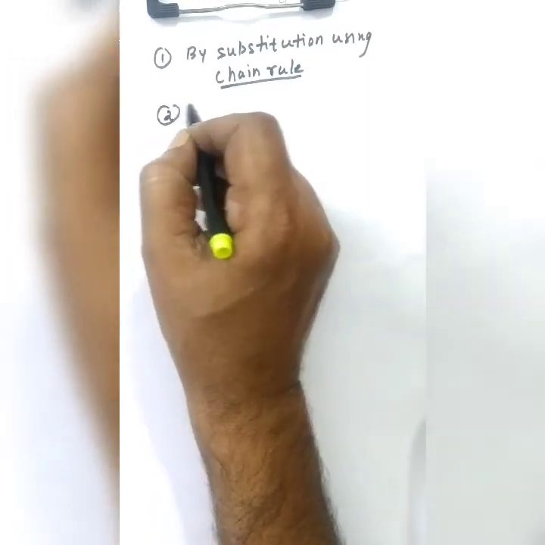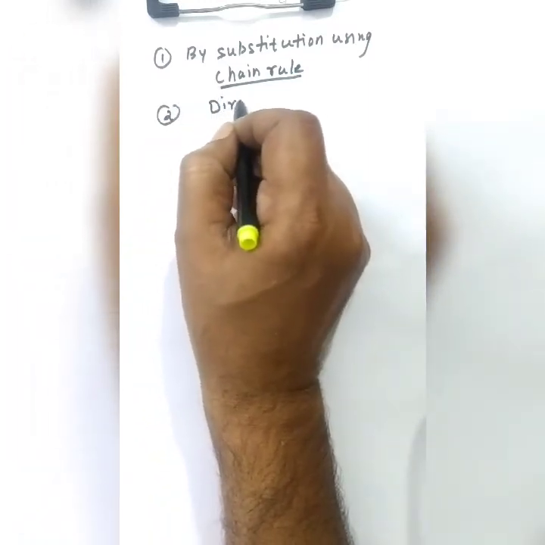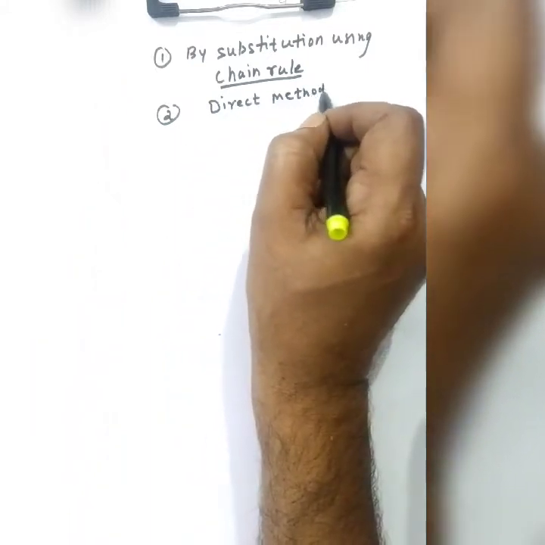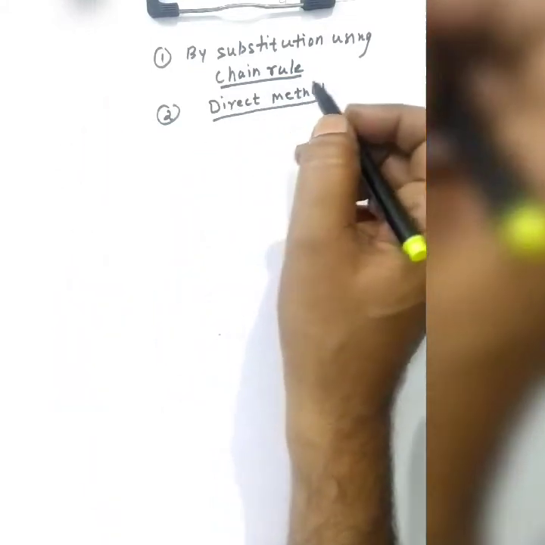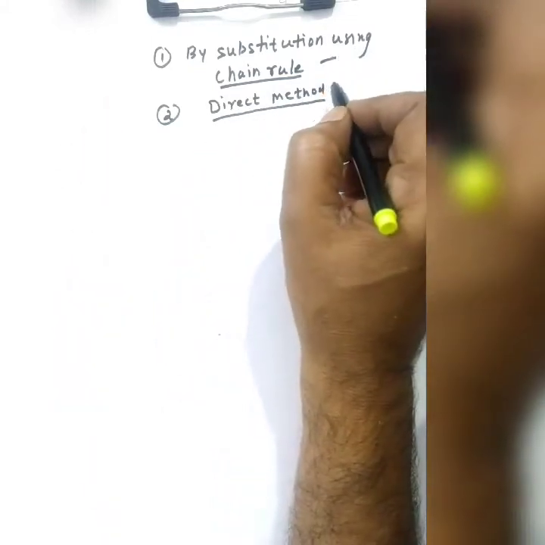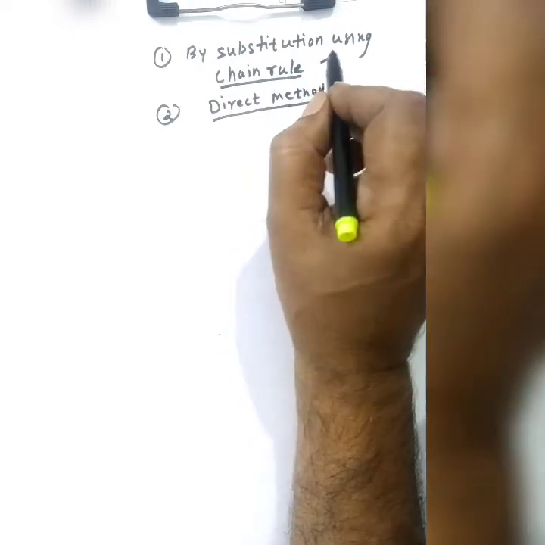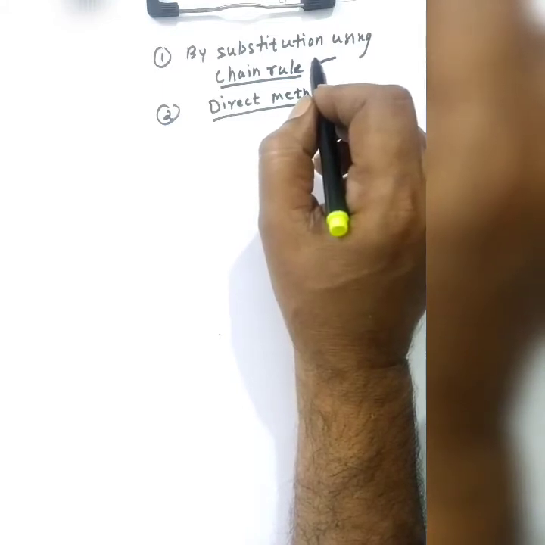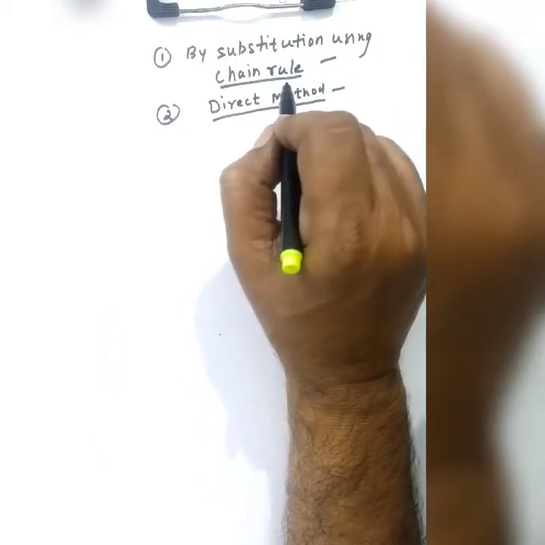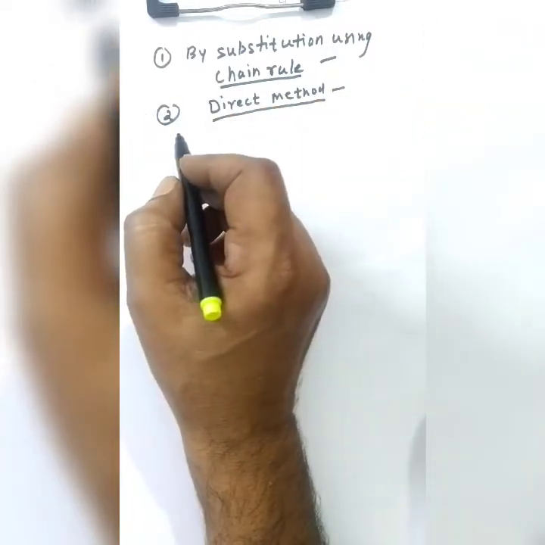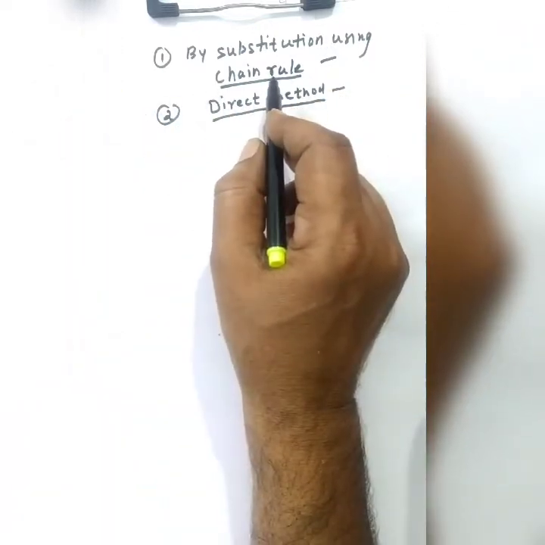Second method is the direct method. You should know there are two methods. One is using chain rule by substitution. Second is the direct method. So I will just show you one example of this substitution method. Nowhere are we using the method of substitution later; all sums will be differentiated by the direct method. So first we will go for substitution using chain rule. With the help of an example, I will define how to differentiate by substitution using chain rule.